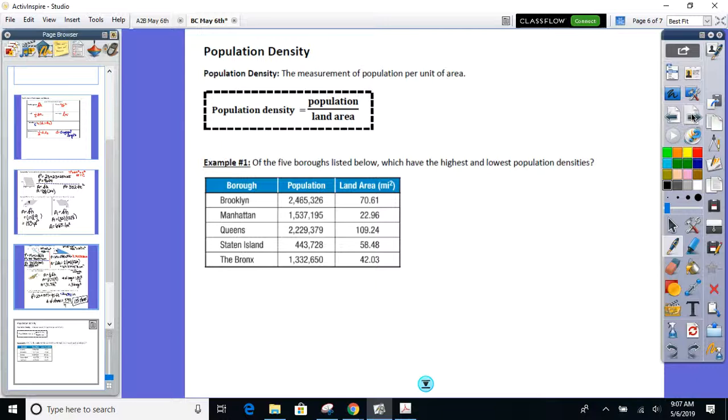Okay, please let me know if you've heard of this concept in, I don't know, earth science, one of the sciences. They may talk about it. Population density.